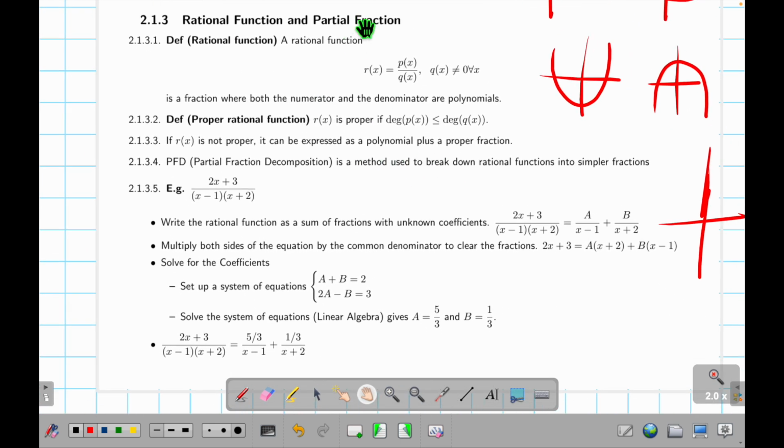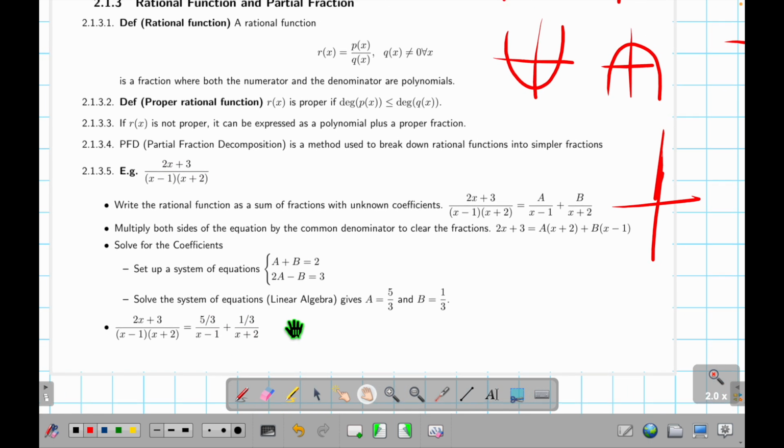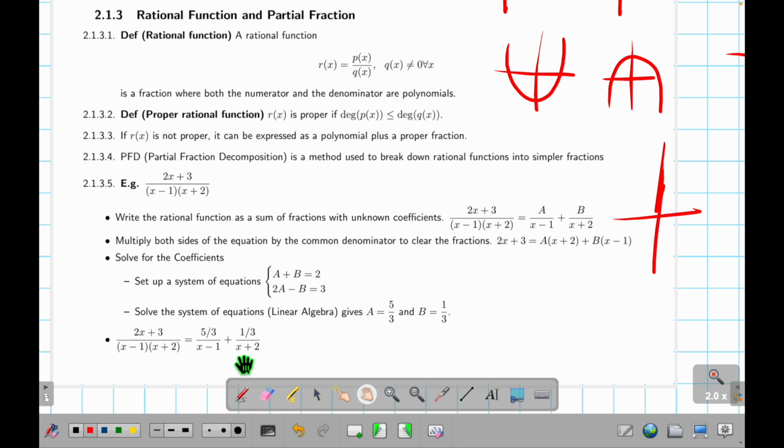So next part will be partial fraction and rational function. I will skip this for now. This is a very useful technique for doing integration. The idea is you have this particular thing, you can split it into this form. So the main focus here is how do you go from here to here, so that if you integrate this thing, you can integrate them one by one. I will talk about this when we go to integration of partial fraction.